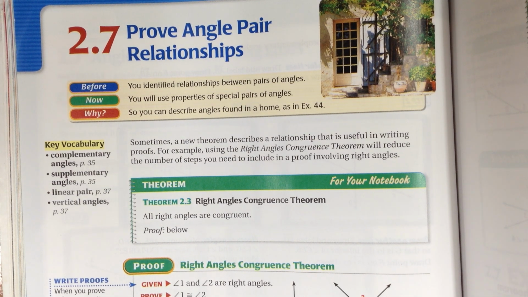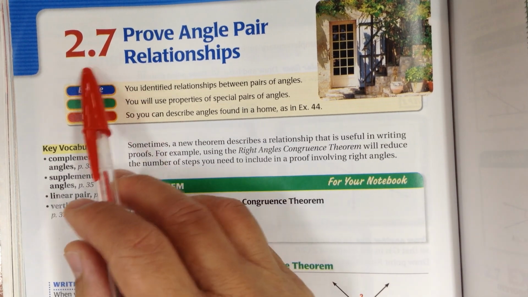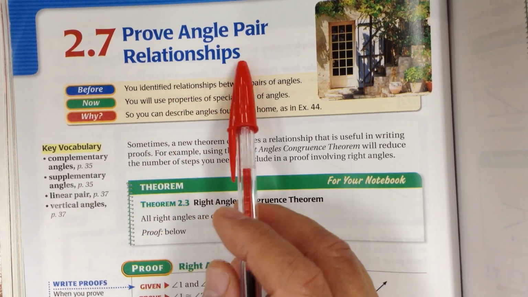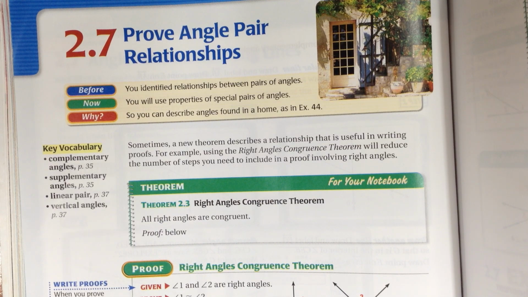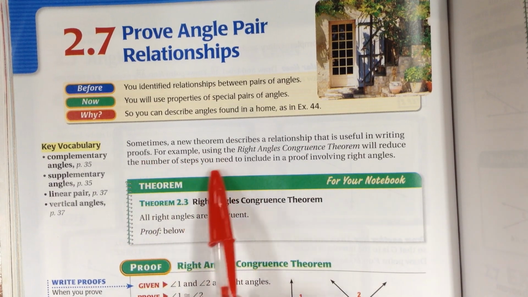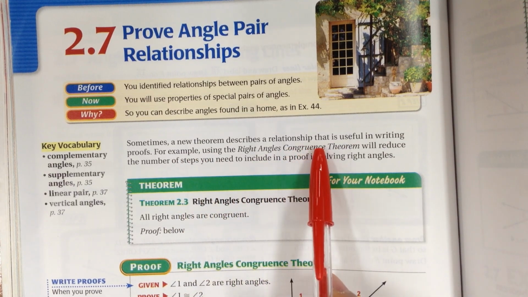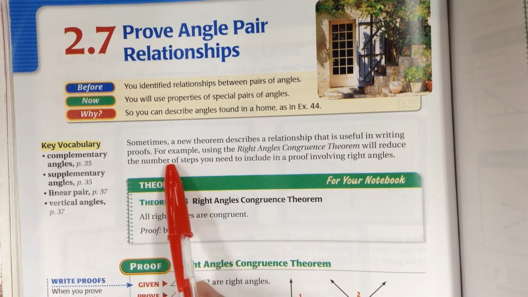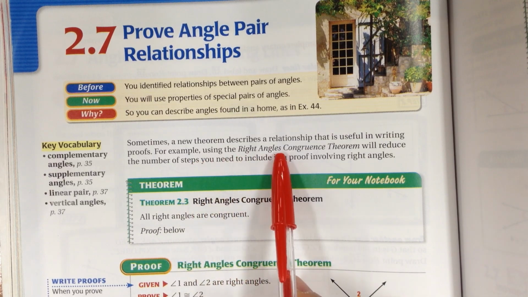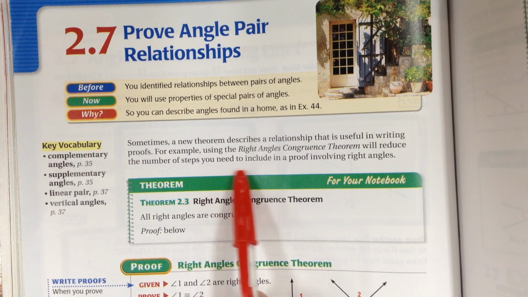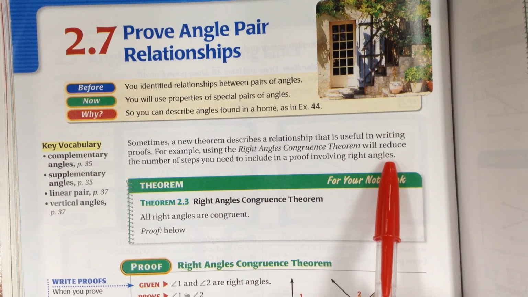Let's go to page 124. This is lesson 2.7, and this lesson is about proof angle pair relationships. So let's read through the paragraph. It says, sometimes a new theorem describes a relationship that is useful in writing proofs. For example, using the right angles congruent theorem will reduce the number of steps you need to include in the proof involving the right angles.